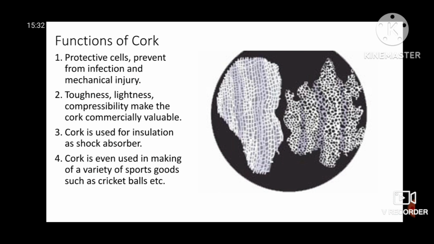Cork is used for insulation and as a shock absorber too, and cork is even used in making a variety of sports goods such as cricket balls, etc.